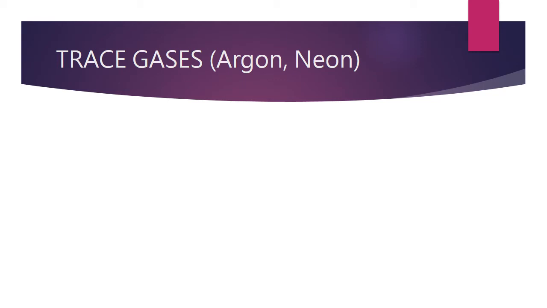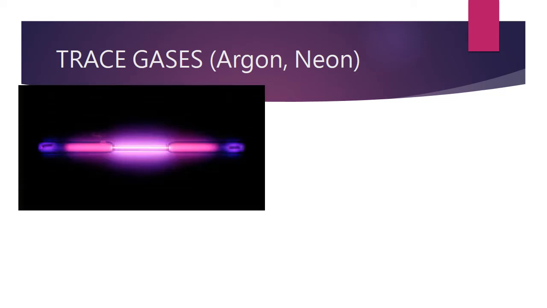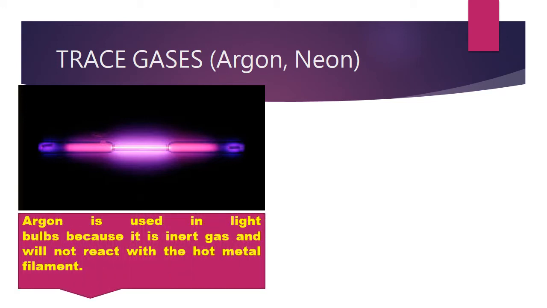In the mixture of air, some trace gases are present. These include argon and neon. Argon is used in light bulbs because when electricity passes through argon, it heats up and it glows. Argon is used in light bulbs because it is an inert gas and it will not react with the hot filament and doesn't damage the filament.